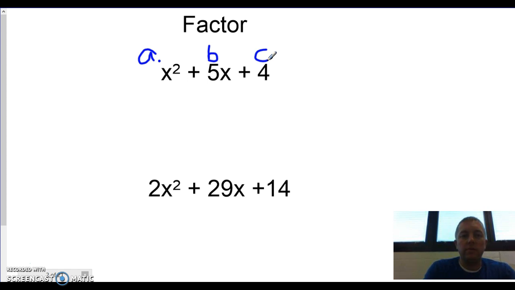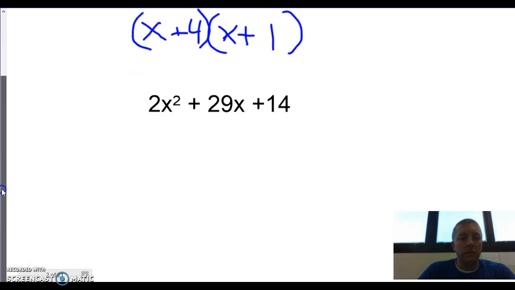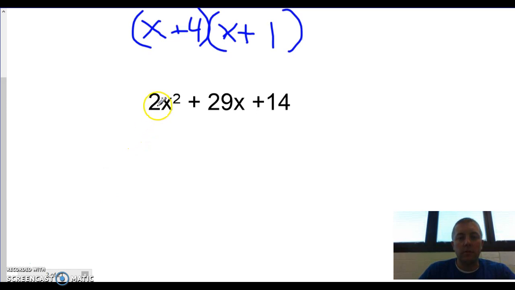Okay, if the a value is 1, you're going to go ahead and start your binomials with an x for both of the first terms there. Then we're looking to see what multiplies to give us the c value and adds to give us the b value. In this case, that's pretty easy to see that that is a positive 4 and a positive 1. Okay, the one down below here, a little more difficult.